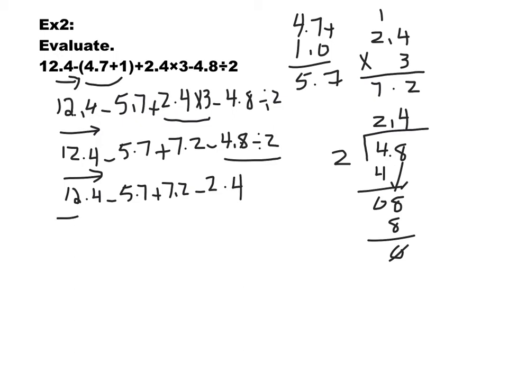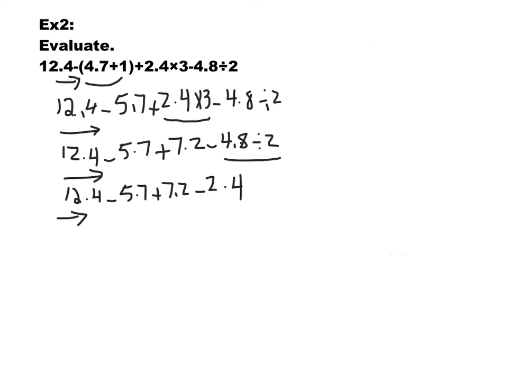Now scan from left to right. The only thing I see is subtraction and addition. I can do any one of them since the order is not important. So I'm going to start with 12.4 minus 5.7. So 12.4 minus 5.7.